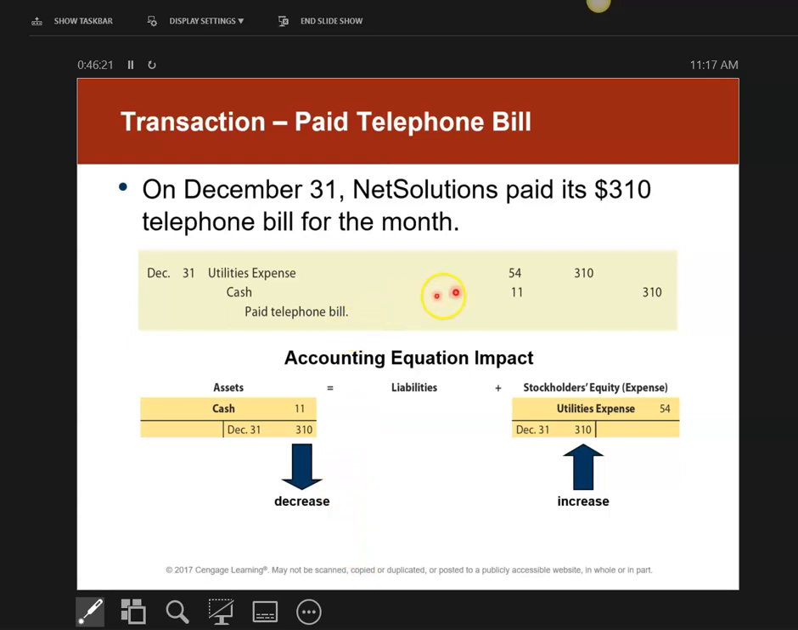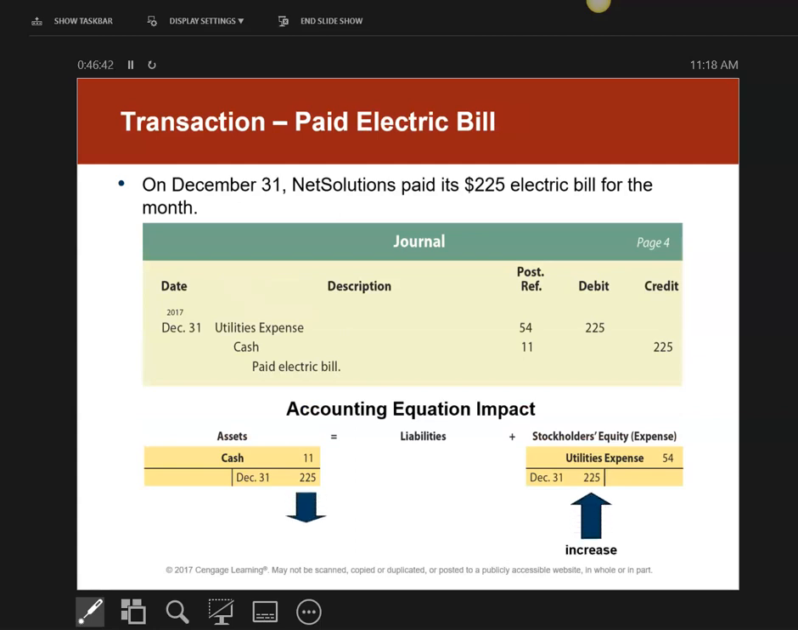Okay, on December 31st, I paid $310 for my telephone bill. That is considered a utility because I spent the money, I credit the cash, and I'm debiting my expense. Again, here's the impact of this transaction on the equation. Now I'm paying my electric bill, $225. Again, same type of transaction, credit the cash, debit the utilities expense.